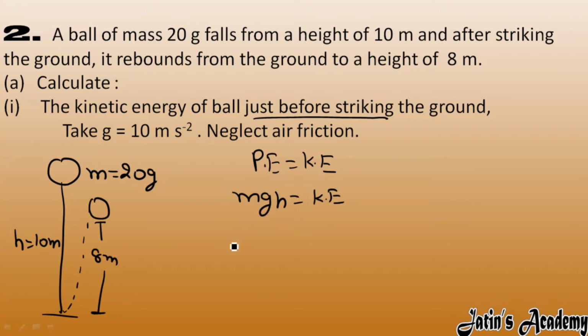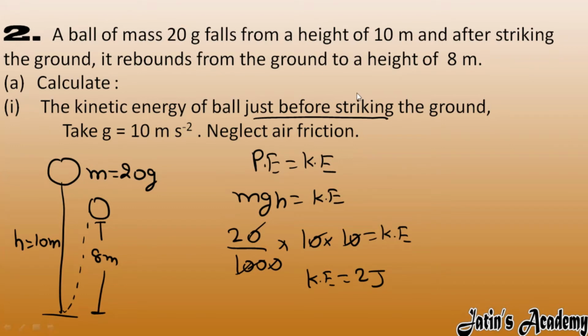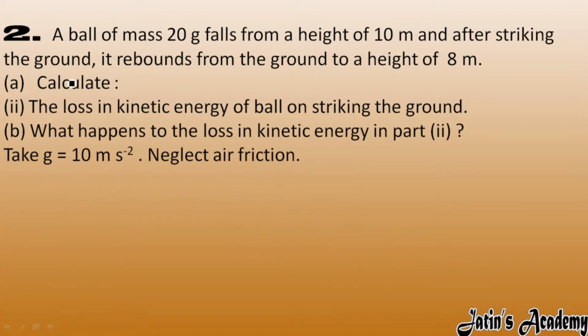Mass we have 20 gram, so let's convert it into kilogram, divided by 1000, g value is 10 and h is 10 meter. Before striking the ground, initial height we will take as 10 meter. So kinetic energy in this case we got it as 2 joule. So here initial kinetic energy we got it as 2 joule. Clear?